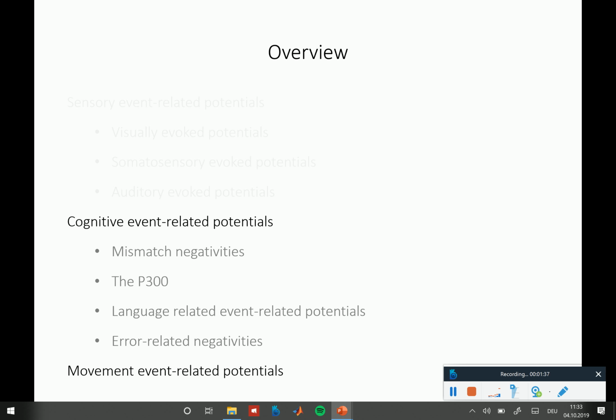The most important thing about these cognitive event-related potentials that will get clear from discussing them is that they are related to something changing with respect to the expectation of the brain, or something that comes up in a surprising manner with respect to the expectation of the brain. So these are typical responses that relate to some form of prediction error.